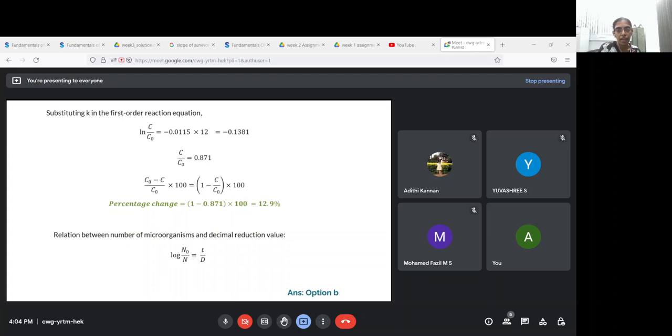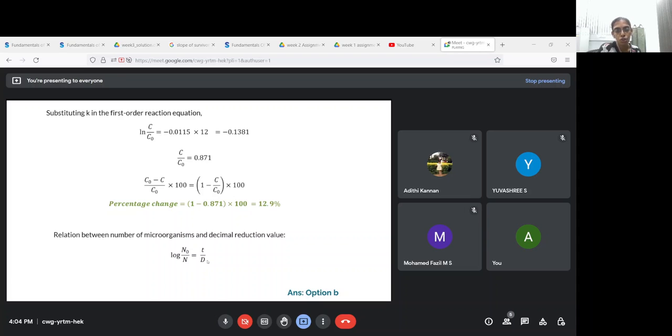So how you relate decimal reduction time with the original equation, that is the number of microorganisms, is that log N naught by N is equal to T by D. Here you can see a difference. It is not natural logarithm, it is log to the base 10. So you need to be very careful as to what you are using here.